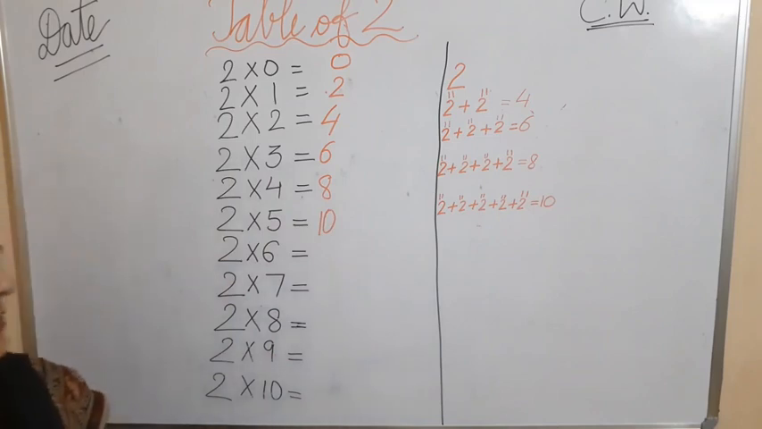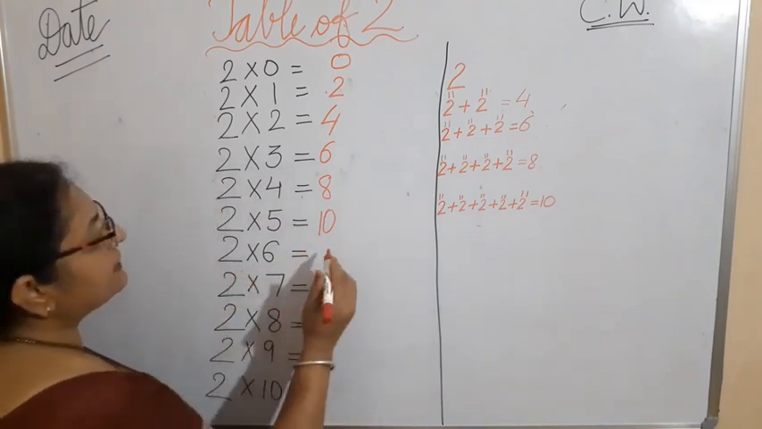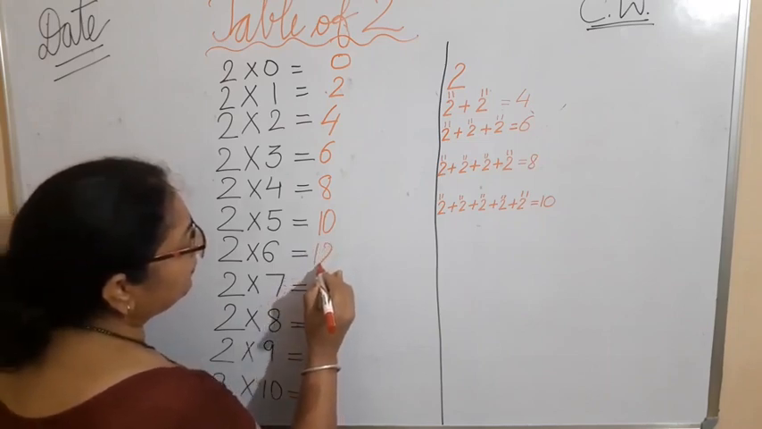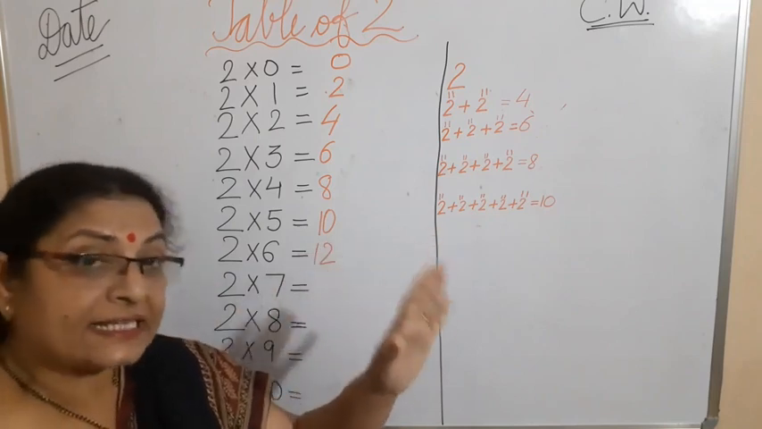It means 2 5s are 10. Is it clear, students? Okay. 2 6s are 12. And you have to add 2 six times.